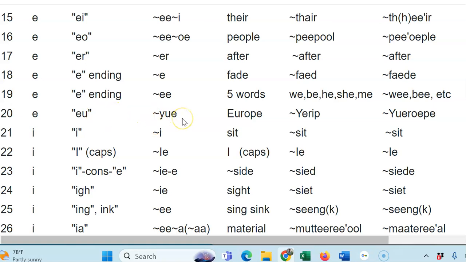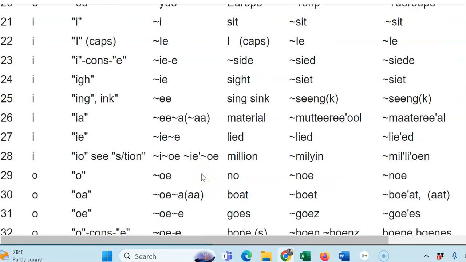EU is pronounced U, as in Europe. I'll put a Y in there for that, Europe, but you say Europe. Letter I, typical short I, is in sit, and if you have an I in caps, in a word, that's a typical letter called I. And the I is separated at the end of the word by a silent E, like in the word side becomes side. You have to say that silent E.